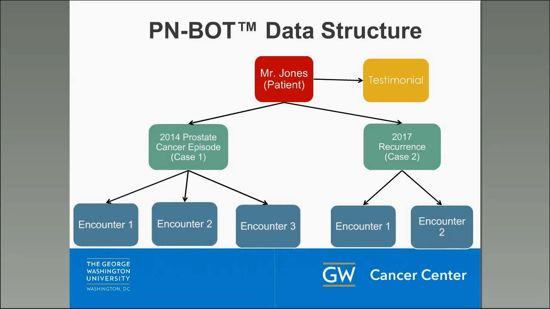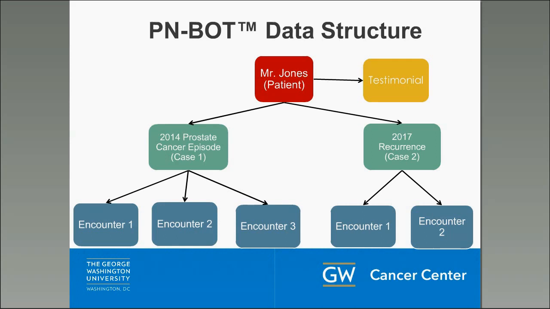Unfortunately, in 2017, he got diagnosed with recurrence. So in that scenario, the navigator opened a second case for him, and then related to the second case, the navigator called or met with him 2 more times, generating 2 encounter records related to the 2017 case. And at some point, we're not sure when, he might have provided testimonial or correspondence that he was willing to share in support of the navigation program that's tied to his patient record and not any case.